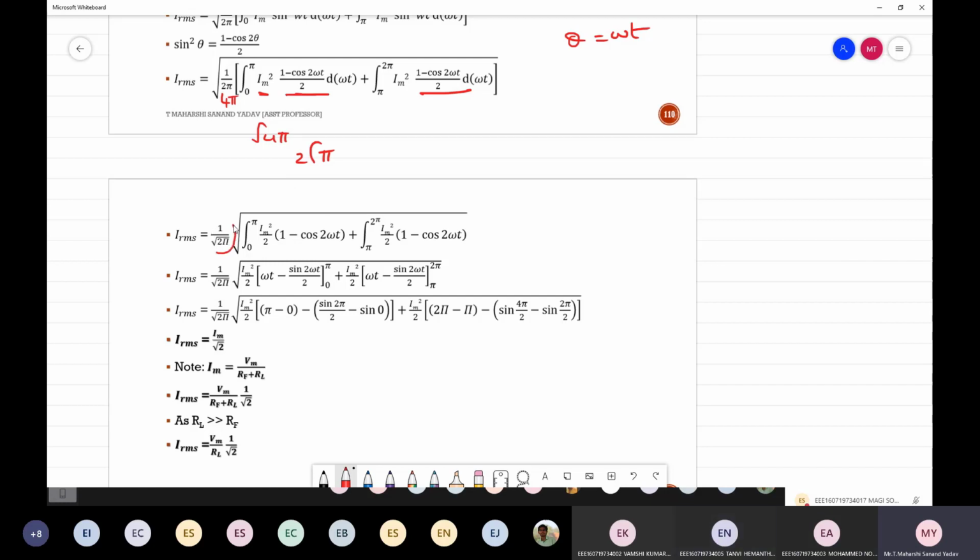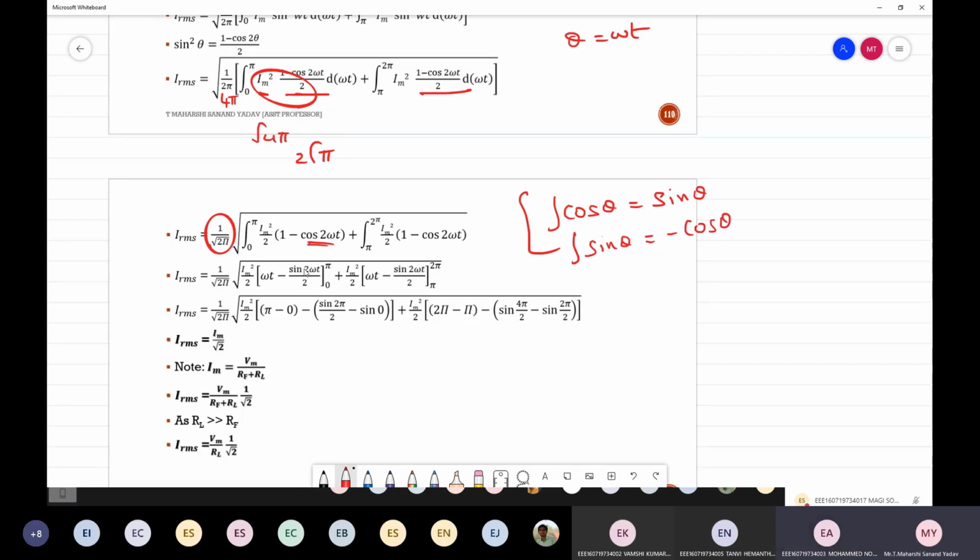This is something which is 1 by root 2 pi. So individually I'm applying square root. This will be from 0 to pi. Here I'm writing it something like this: Im square by 2 into 1 minus cos 2 omega t. Same thing, Im square by 2 into 1 minus cos 2 omega t. Now you try to solve this. Integration of cos is? Sine. Integration of cos is sine, whereas integration of sine is? Minus cos. Once you are familiar with these two, it's enough.